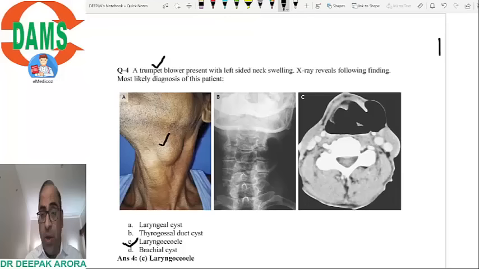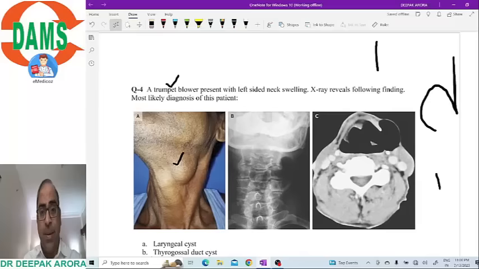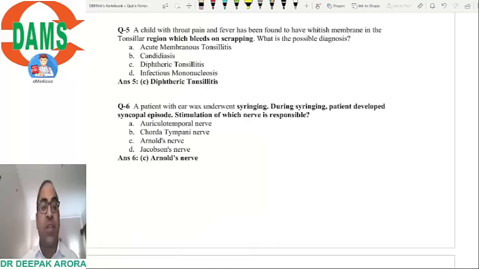We call it extrinsic laryngocele. We use the word extrinsic laryngocele. Intrinsic is within the thyroid membrane, extrinsic is outside the thyroid membrane. So it ruptures the thyroid membrane and becomes extrinsic. Clear? All the concepts clear, beta. Coming to the next one.